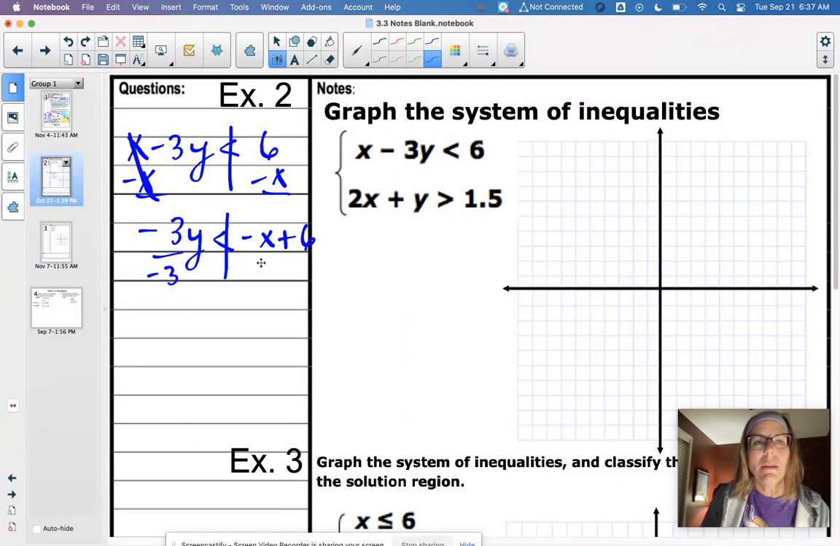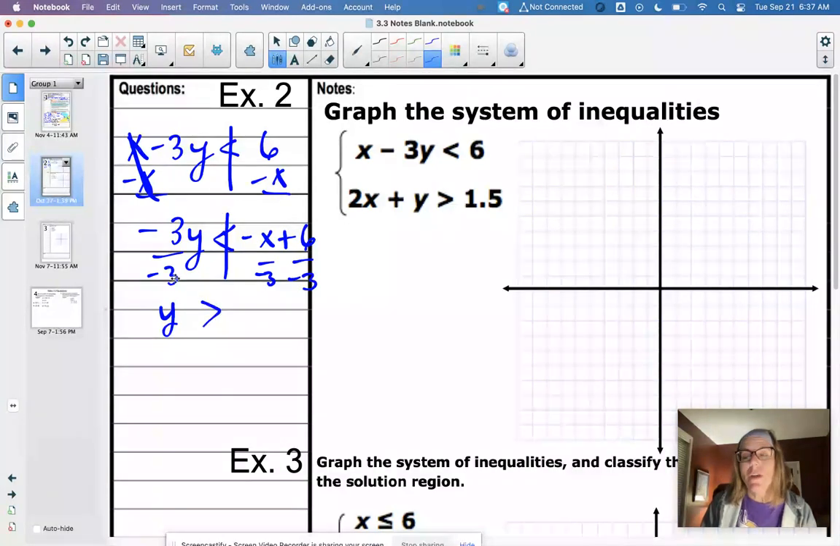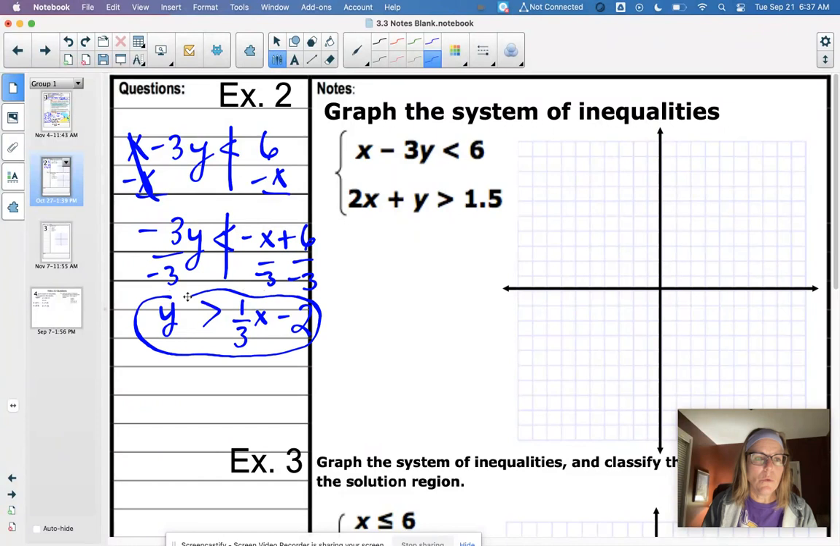Oh, I have to divide by a negative, and recall, when you divide by a negative and you're dealing with inequalities, the inequality has to flip. That's when you divide or multiply by a negative. Well, a negative x divided by a negative 3 is just going to be a positive 1/3 x. 6 divided by a negative 3 is a negative 2. So there is my first inequality I'm going to graph.